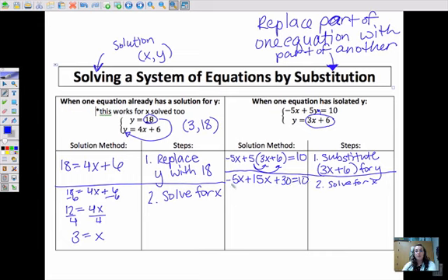Okay, combining like terms, I'm going to combine together my negative 5x plus my 15x. Those are terms that I can combine since they both have an x. Negative 5 plus 15 is 10. Then subtract 30.